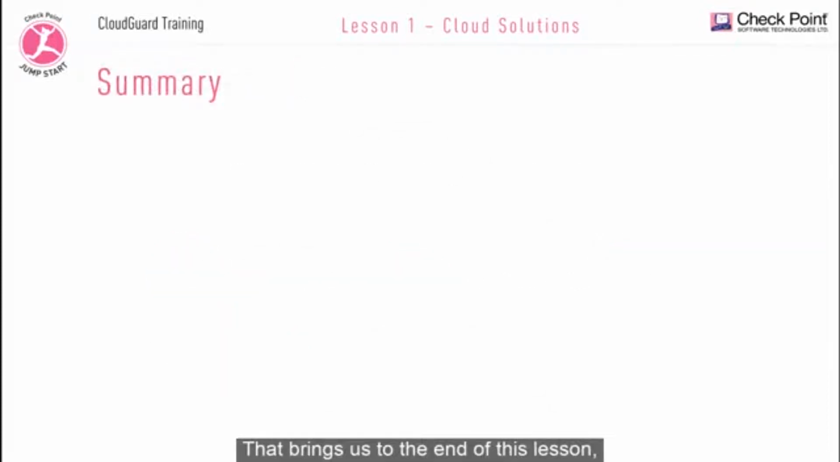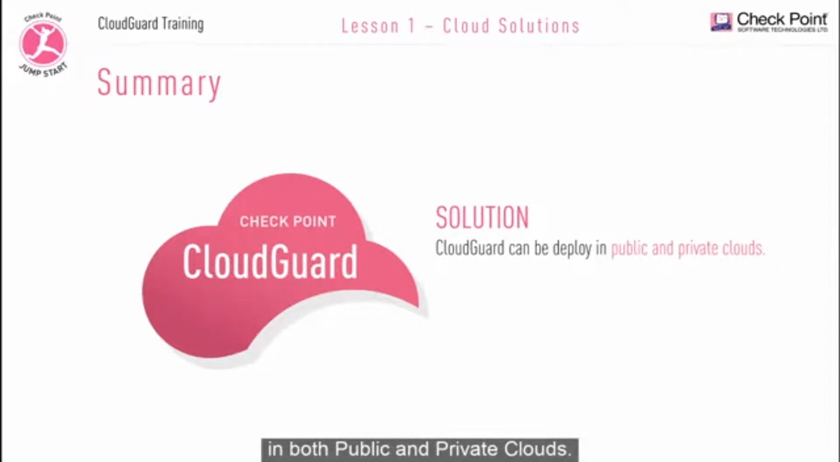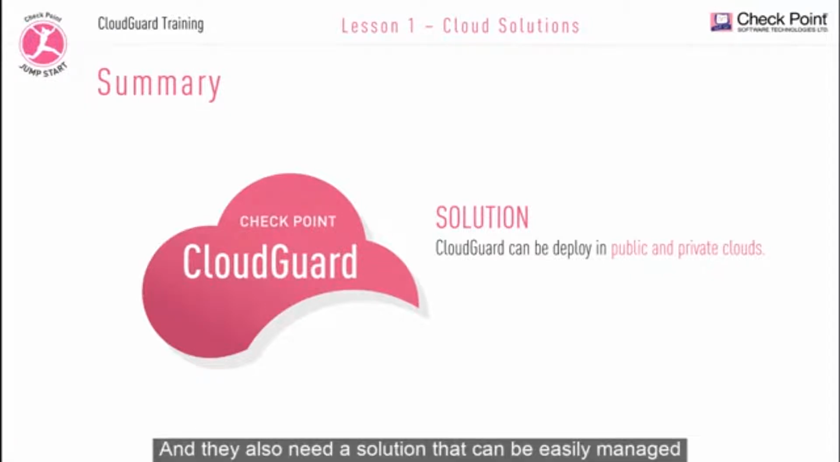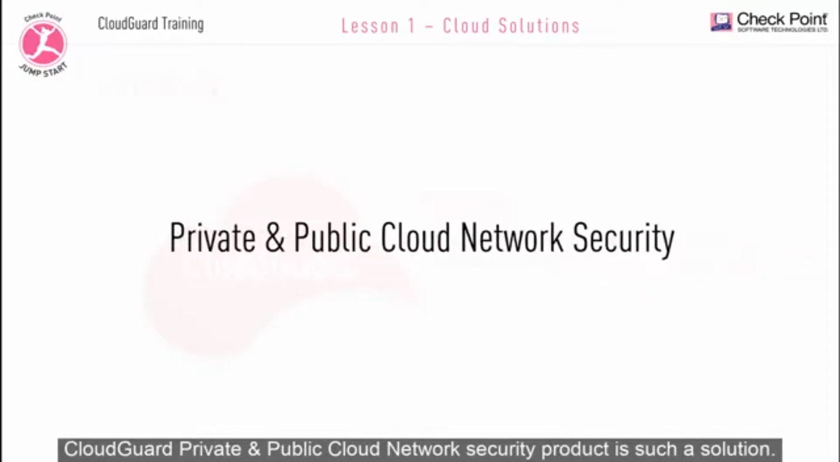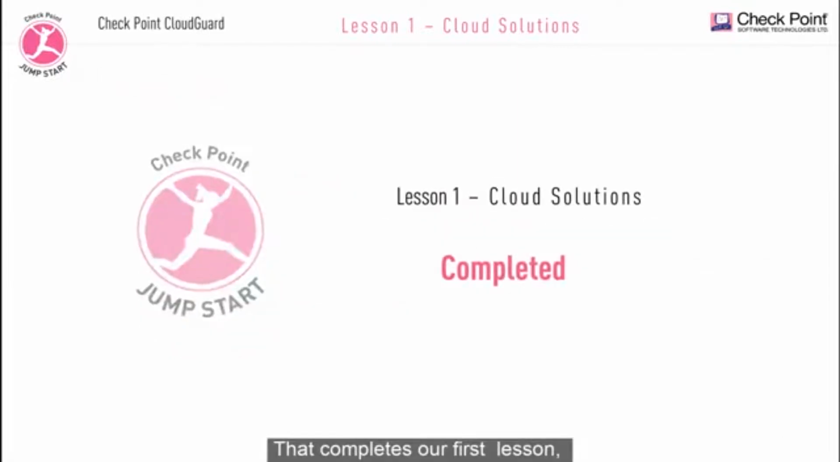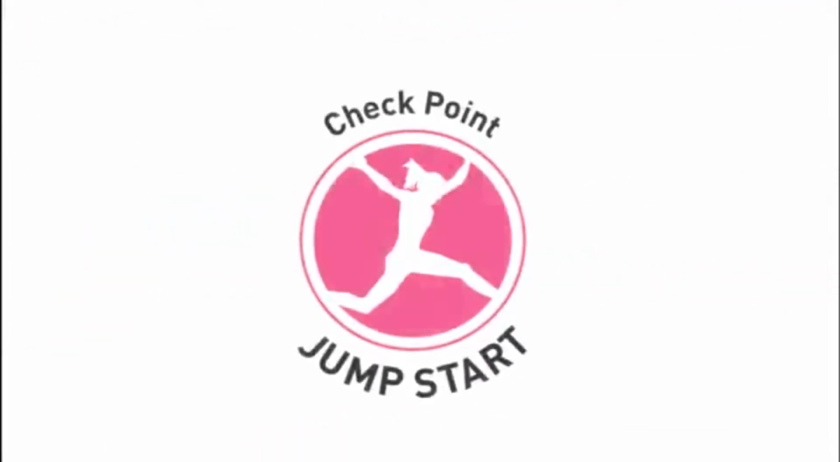That brings us to the end of this lesson. Let's quickly recap before exiting this video. In Lesson 1, we discussed that CloudGuard can be deployed in both the public and private clouds, and that most customers need a solution that can be deployed both in a public or a private cloud. And they also need a solution that can be easily managed when deployed in multi-clouds and in hybrid cloud environments. CloudGuard Private and Public Cloud Network Security product is such a solution. That completes our first lesson. In the next lesson, we will discuss different CloudGuard components. I'll see you there.